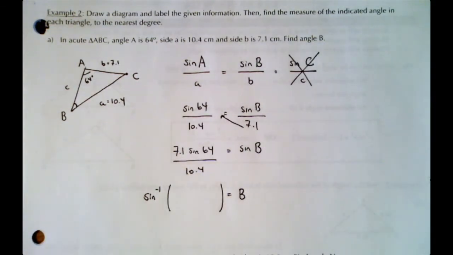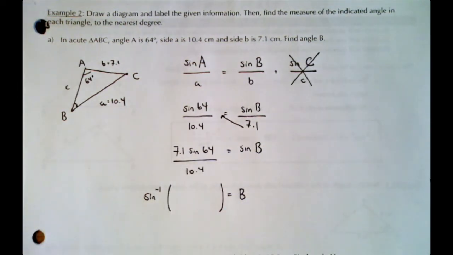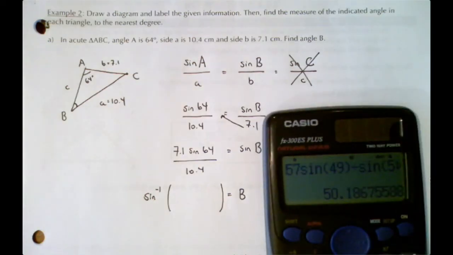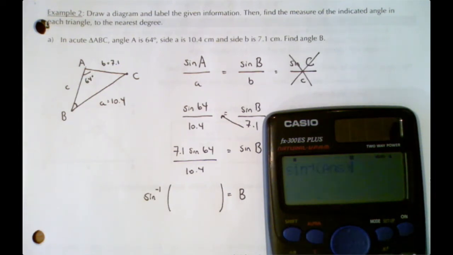And now you have two choices. You can first figure out what this is by putting it in your calculator. 7.1 sine 64 divided by 10.4 is 0.6136, and then do sine inverse of that number, and we would get 37.85.